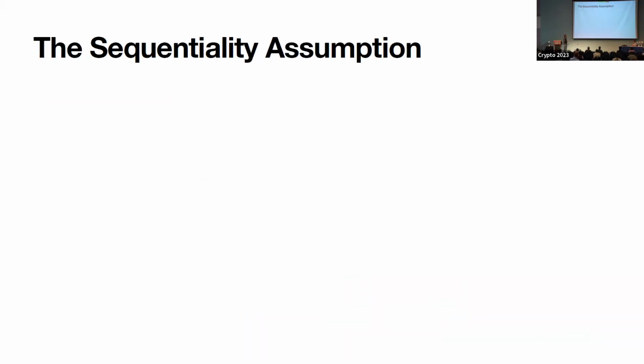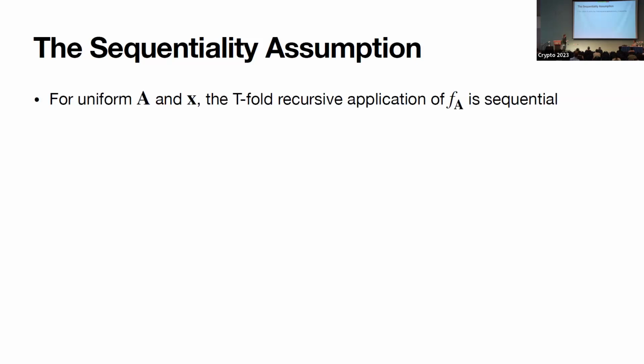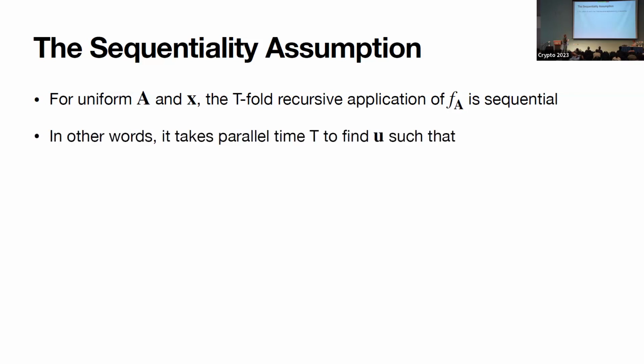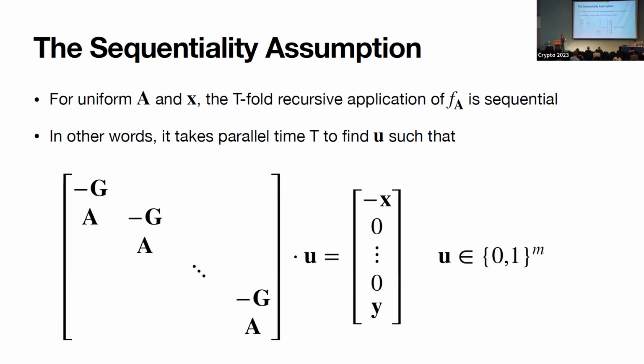Good. Okay, so now I told you the function. What is the assumption? The assumption is very natural. It says that for a uniformly sampled matrix A and input X, the t-fold recursive application is sequential, so we cannot parallelize it. In other words, it takes parallel time t to find a binary U that is a pre-image of this vector. This is just specified by the instance x and the output y, and it's otherwise 0 everywhere, with respect to this block diagonal matrix, and the number of blocks will depend on your time parameter t. I just rewrote the same thing in this more algebraic language.